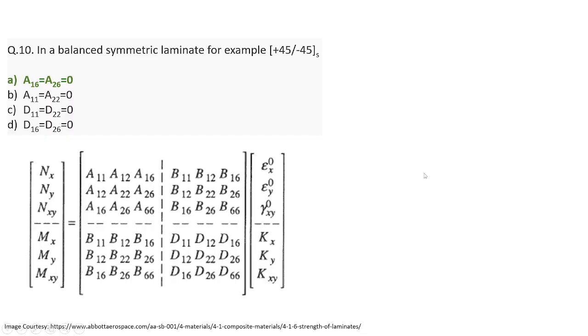The next question is: in a balanced symmetric laminate, for example, plus 45 and minus 45, what will be the values? Here you can see first there will be plus 45 angle fibers, next minus 45, then a repeat of minus 45 degree, and then plus 45 degree.